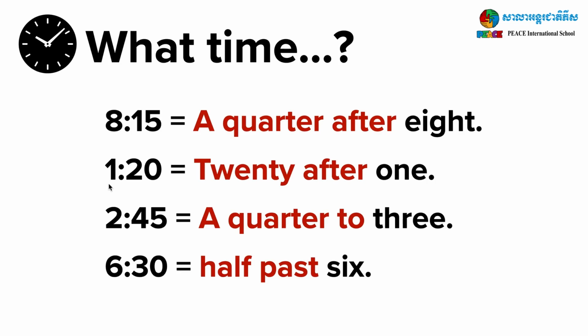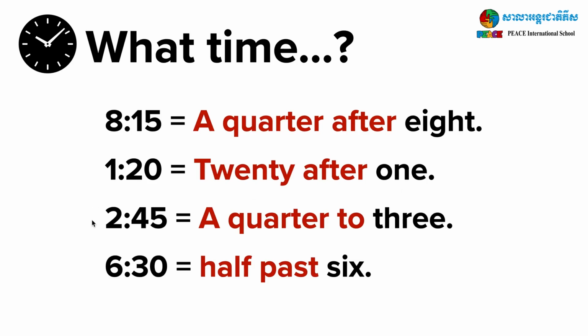The same is true for this time. Look at the second example. 1:20. The hour is 1. The minute is 20. Or we can also say 20 after 1. Why? Because 20 minutes have passed since the 1 o'clock hour. 20 after 1.